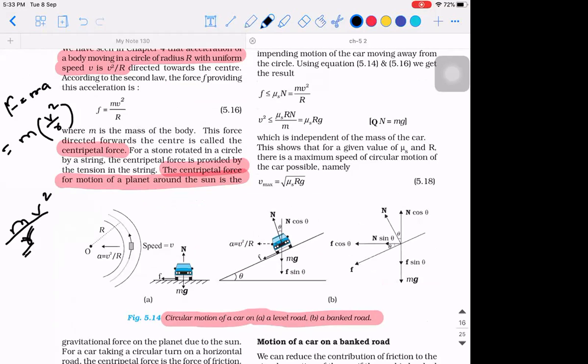But the left-hand side keeps changing. That centripetal force should be provided by some real-time force. For example, when you tie a stone to a string and rotate it in a circle, who's providing the centripetal force? It is the tension in the string. Similarly, if the planet is revolving around the sun, it should also experience some centripetal force of the value mv square by r. But who's providing the necessary centripetal force there?